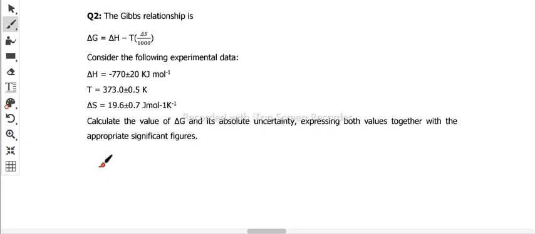So the first thing is to find out the value of the delta Gibbs. Of course, after calculating, it's also asking to find out the absolute uncertainty. You can't find the plus minus uncertainty if you didn't apply the total percentage uncertainty firstly, since you are multiplying and you are doing an addition and subtraction. So the first step in this situation, I'm going to find out my delta Gibbs.